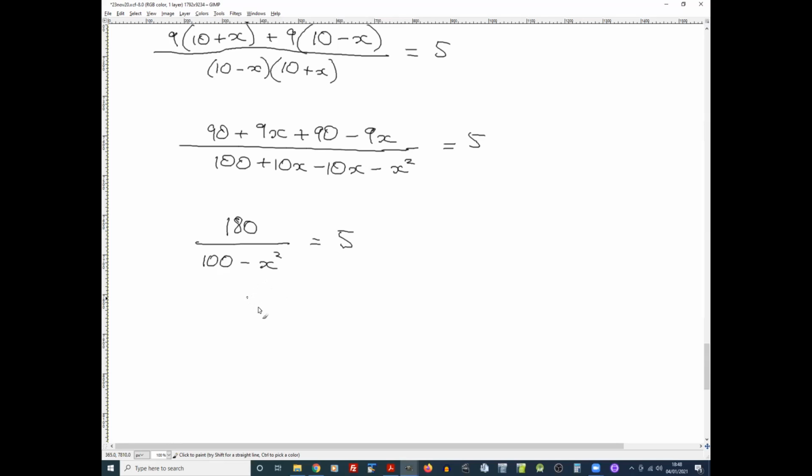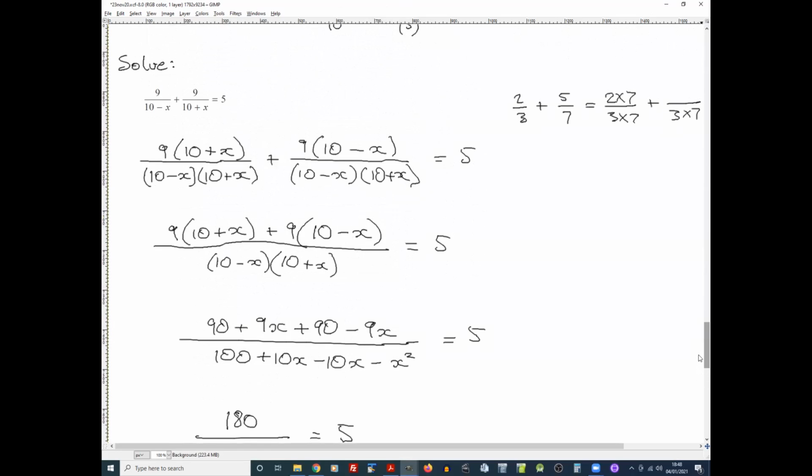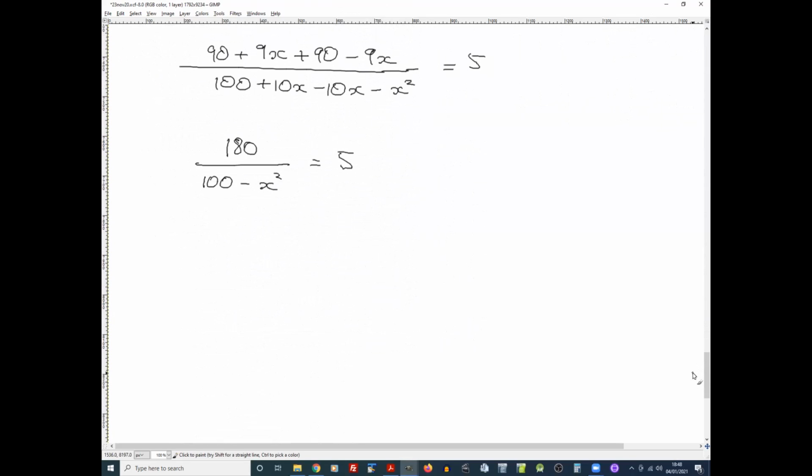And so far, what have we done? We've turned 2 horrible fractions into 1 much nicer fraction. Yep. So what would be nicer than 1 fraction? If 1 fraction is better than 2 fractions, what's even nicer than 1 fraction? No fractions. Can we remove the appearance of a fraction? Times by 100 minus x squared. Yeah. So what should we write on each side?